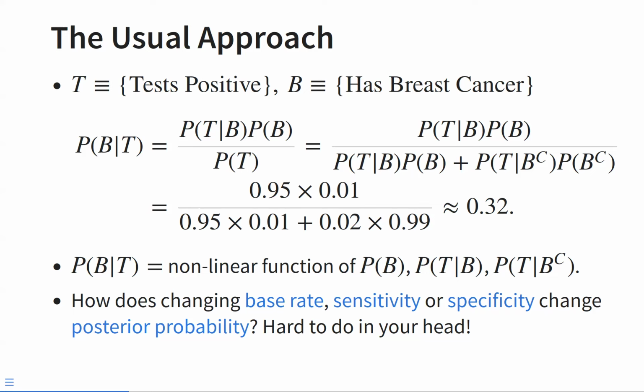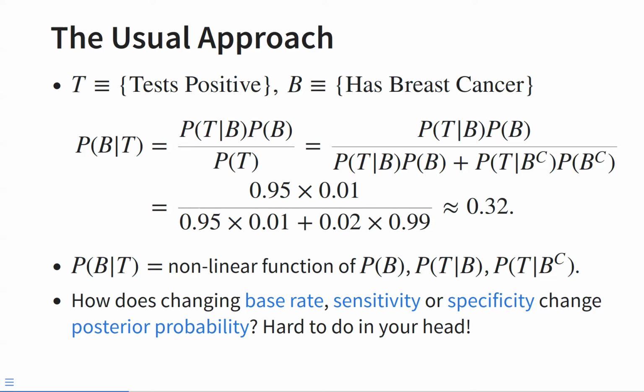And we know how to convert the denominator, the probability of T, which is sometimes called the marginal likelihood, into a more complicated object that we can compute using the numbers we were given in the problem statement, by using the law of total probability. So the probability of T is, in this case, the probability of T given B times the probability of B, plus the probability of T given B complement times the probability of B complement.